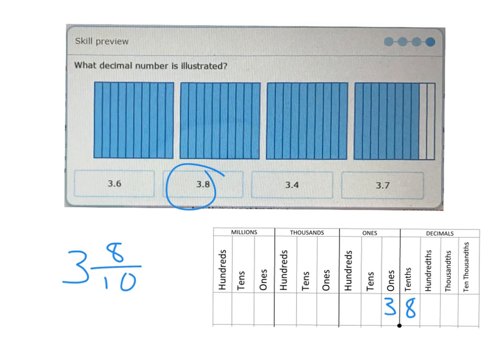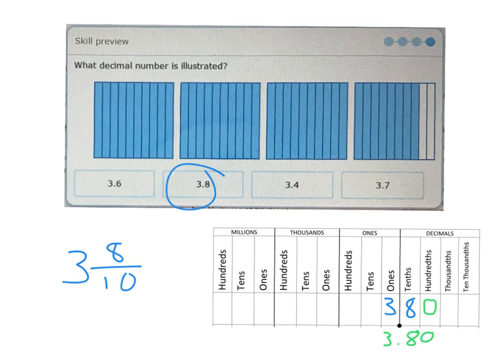A connection I'm going to make here too, actually. I like to think about numbers, decimal numbers in particular, in terms of price. Notice this is very similar to $3.80. So Ms. Cooper, could I write a 0 in the hundredths? Is that going to make a difference? It's not changing the number.